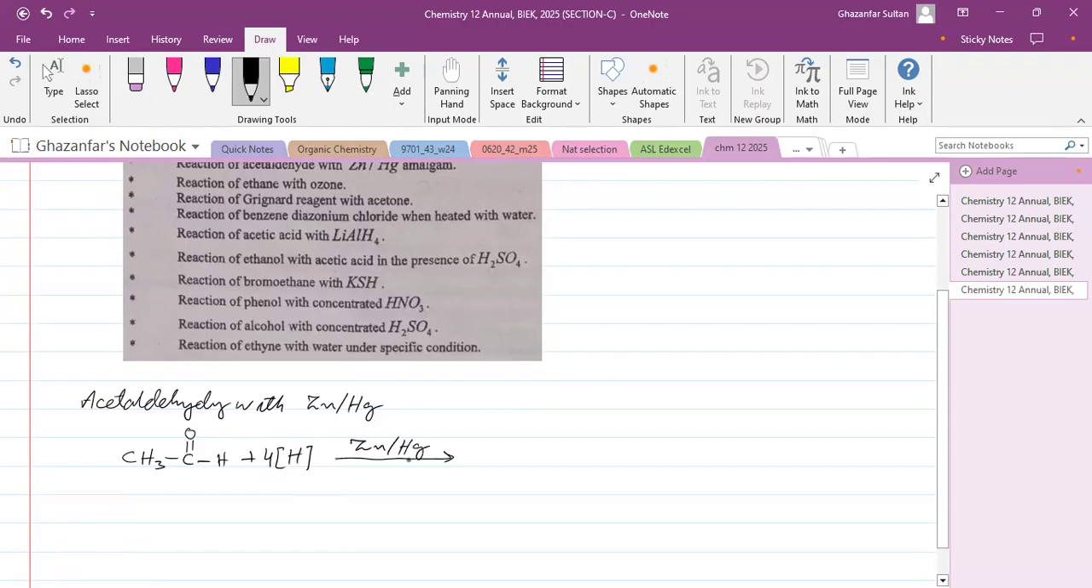So we should write zinc, mercury here and HCl because this reaction produces 4H. These are not catalysts, these are the reagents that produce atomic hydrogen. So ultimately, hydrogens are added and reduce this aldehyde group into alkane, while this oxygen combines with two other hydrogen atoms to form water. So this is a way to convert carbonyl compounds into an alkane.